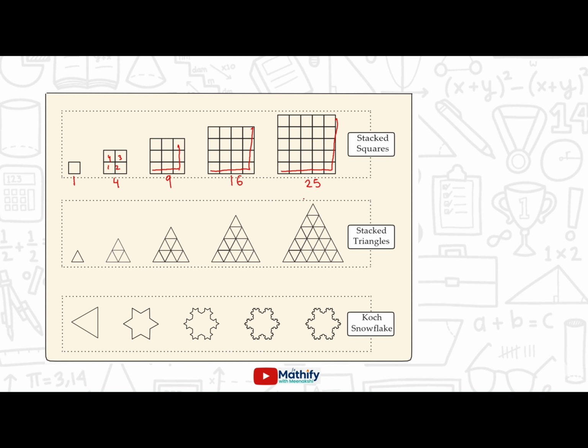Do you notice something interesting here? Yes, these numbers 1, 4, 9, 16, 25 follow a pattern. Which one? These are square numbers. So each step forms a bigger square made from smaller squares. So here, this one is 2 into 2, 3 into 3, 4 into 4, 5 into 5. So next will be 6 into 6.